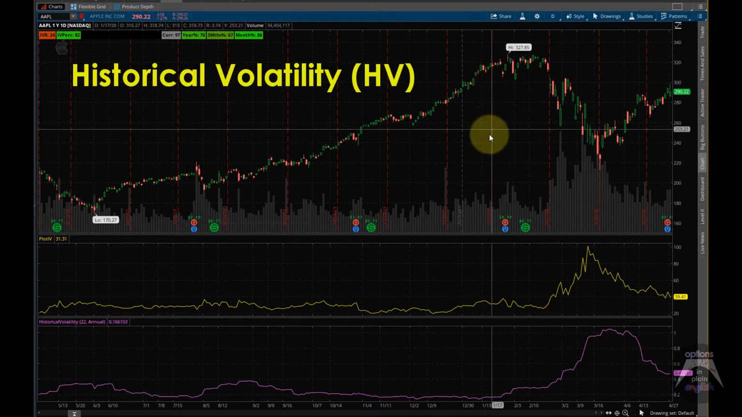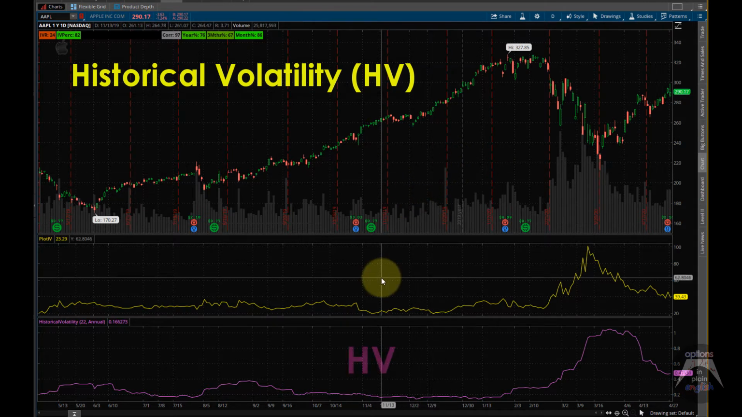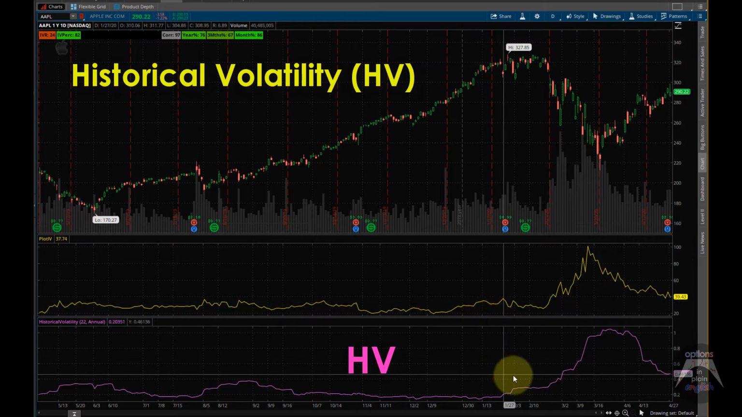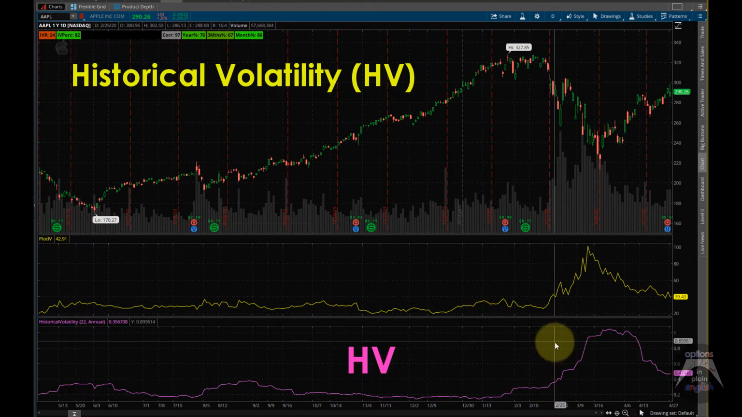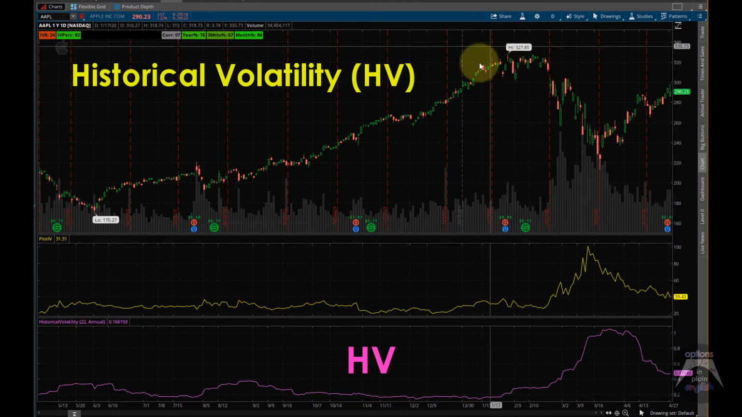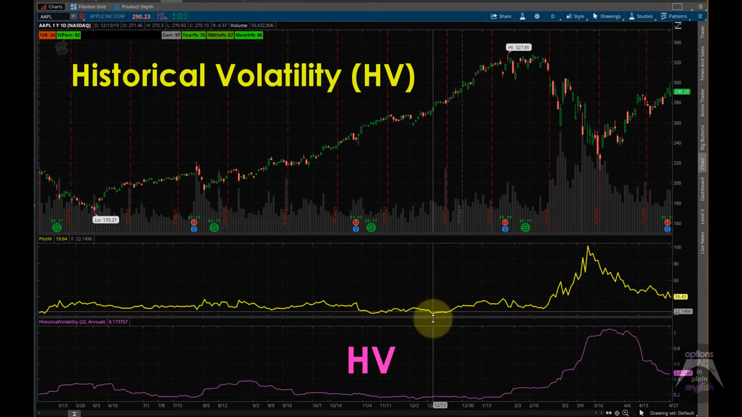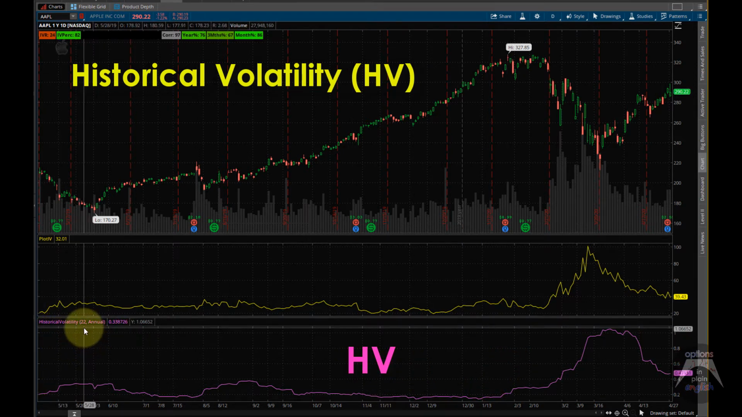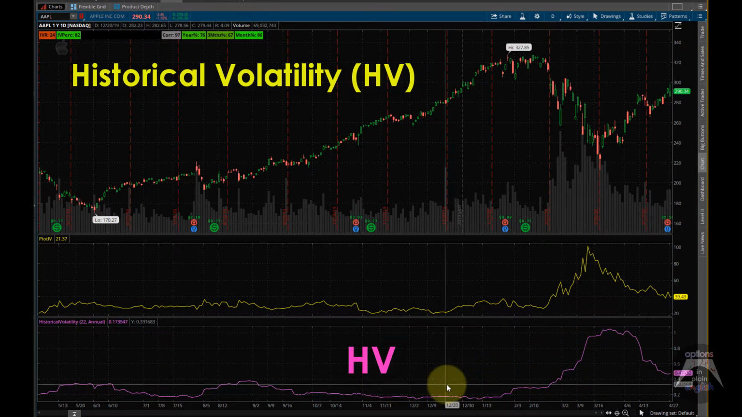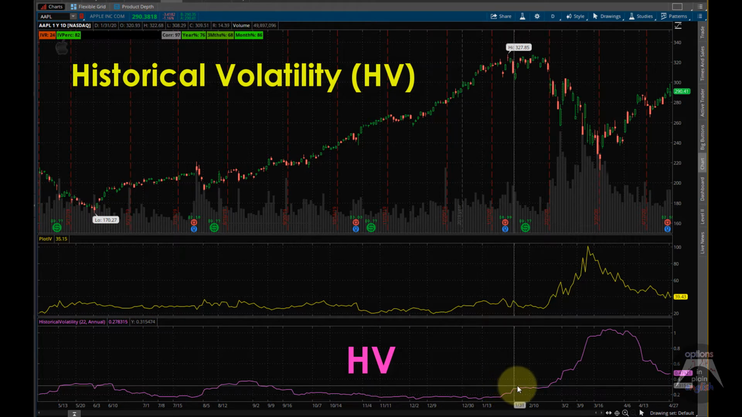Thinkorswim includes a study that allows you to plot the value of the historical volatility of a stock, and the only parameter that you need is how many days back you want to have in the calculation. In this case, down here in the bottom in purple, we have historical volatility, and I'm calculating it for 22 days, which is roughly 22 trading days, about a month. So this would be how the historical volatility has changed over time.